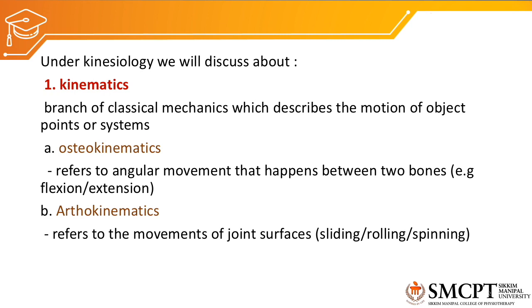Osteokinematics, osteo means bone. So the movements of bone, the angular movements of bones, are called osteokinematics. For example, flexion and extension. And arthrokinematics means the movements of joint surfaces.